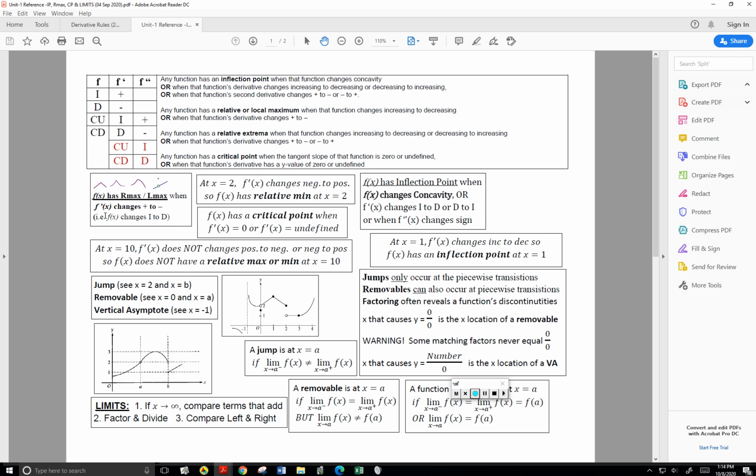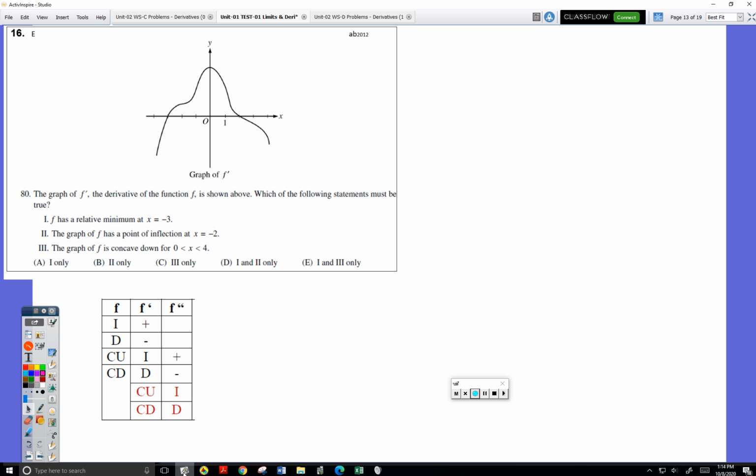So then I look at the problem, it says F has a relative minimum at x equal -3. But I'm looking at the graph of F prime. So I immediately say F has a relative minimum when F changes from decrease to increase. So I want to look for a change in the y coordinates of F prime from negative y coordinates to positive y coordinates. They're asking if that happens at x equal -3.